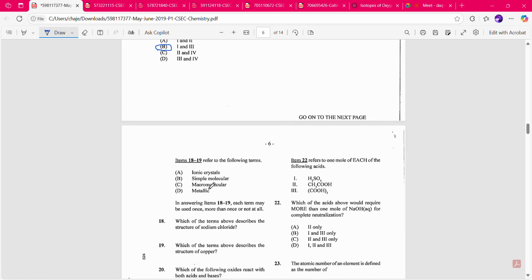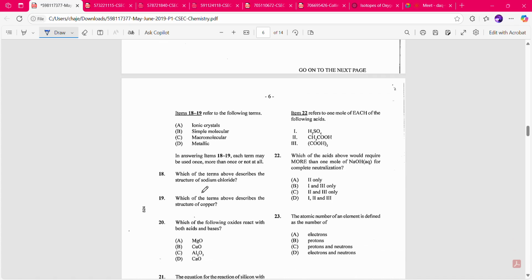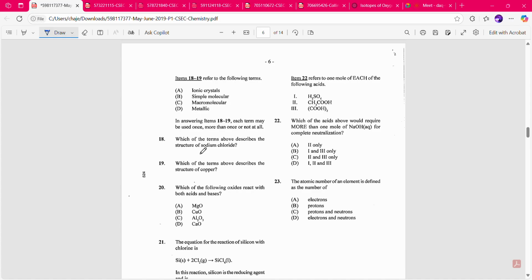Items 18 to 19 refer to the following terms: ionic crystal, supermolecular, macromolecular, and metallic. In answering items 18 to 19, each term may be used once, more than once, or not at all. Which of the following terms above describe the structure of sodium chloride? Sodium chloride is an ionic substance, therefore it's going to be an ionic crystal. Sodium is a metal, chlorine is a non-metal, ionic. Right? Which of the terms above describes the structure of copper? Copper is a metal. It has to be metallic.